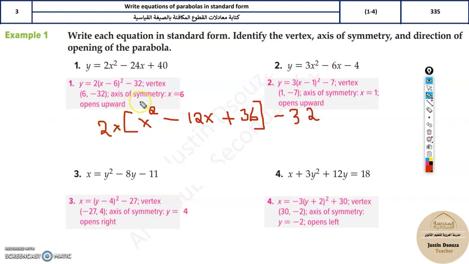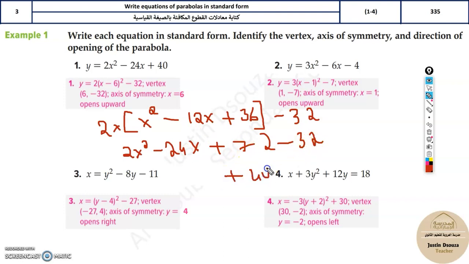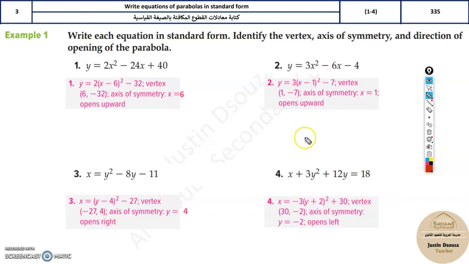Now simplify, multiply this inside throughout. It'll be 2x squared minus 24x plus 36 twos are 72 minus 32. Now 72 minus 32 would be 40. The answer should match the question. Let's check. It is 2x squared minus 24x plus 40. So if you expand this and simplify, what happens is you should get the question back. So this is how you can do it.